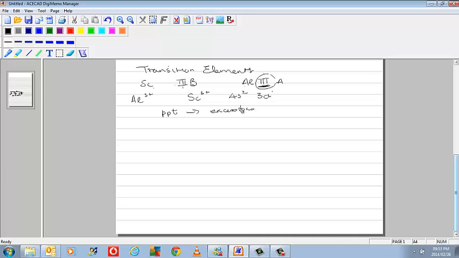Both of the metals also form isomorphous compounds of the type Na3MF6, where M is either aluminium or scandium. And we can say they are isomorphous here, and that means they are the same shape. Structures will be of the same shape.